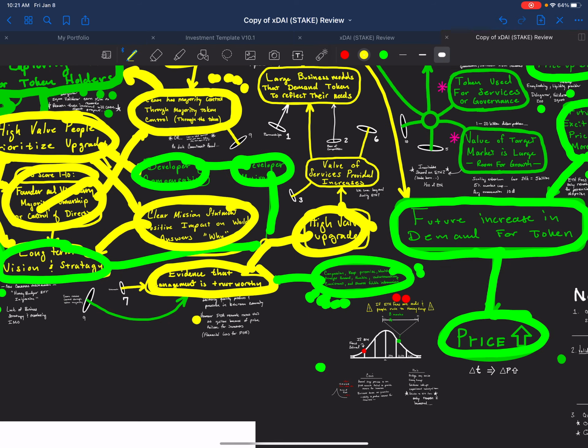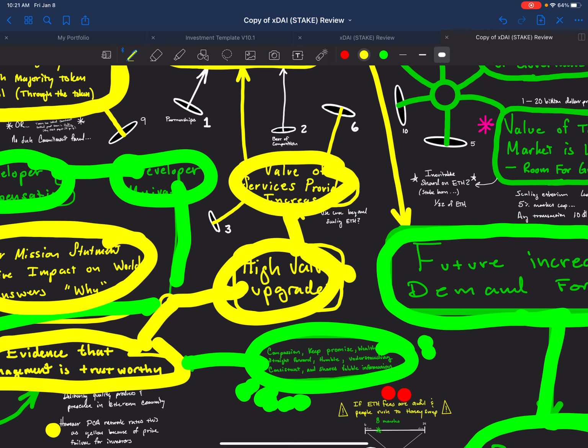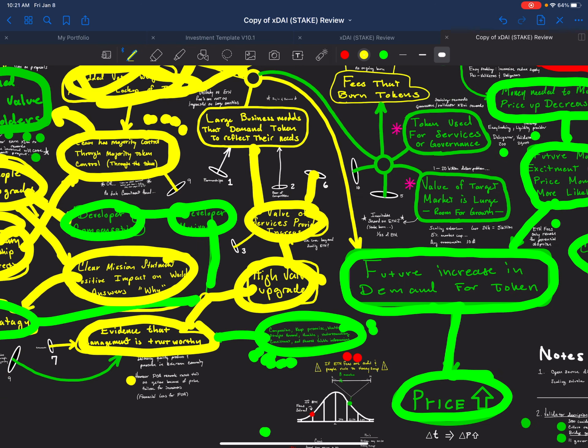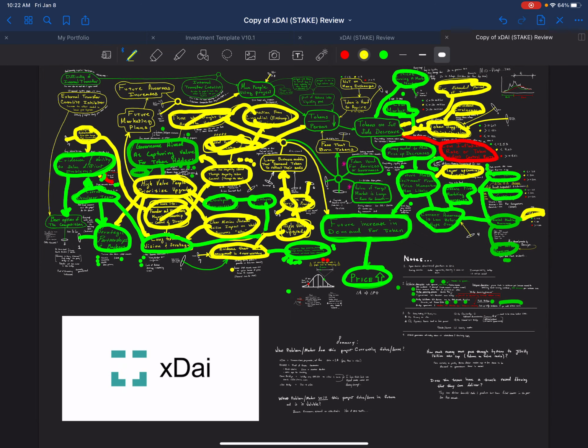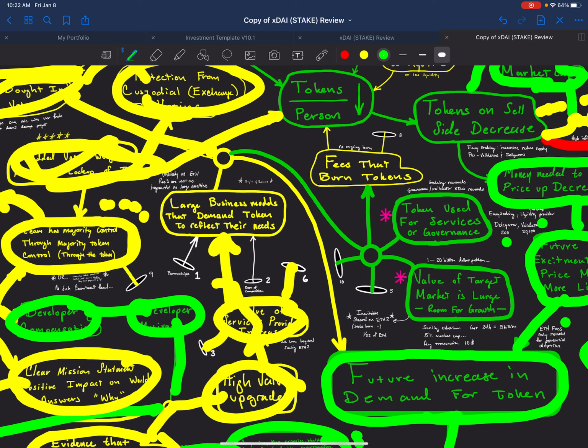So high value upgrades, all of this I put as neutral, but it could be green if they go private. That actually might be a use case as an Ethereum shard in the future. So all of this could actually be green, and I would see this becoming an enterprise solution. So I'm actually thinking about this.